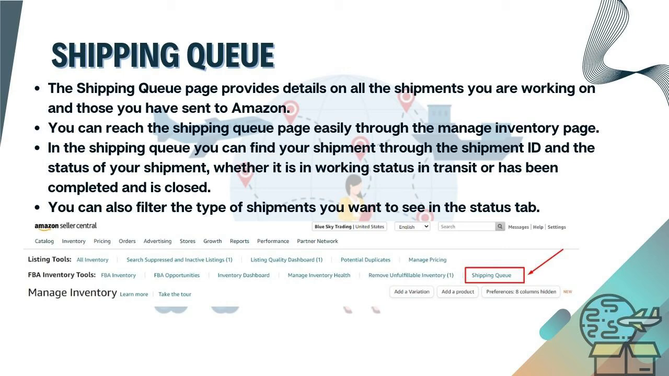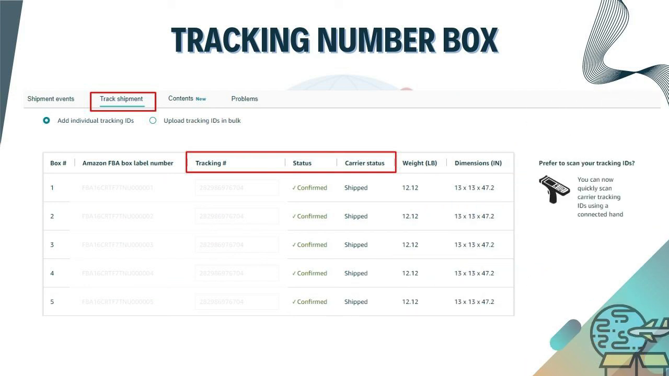What is a shipping queue and where you can find it? Well, the shipping queue page provides the detail on all the shipments you are working on and those you have sent to Amazon. You can reach the shipping queue page easily through the manage inventory page. In the shipping queue, you can find your shipment through the shipment ID and the status of your shipment, whether it is in working status, in transit, or has been completed and is closed. You can also filter the type of shipments you want to see in the shipment status tab.